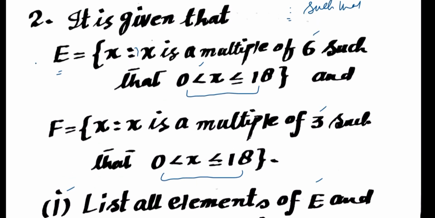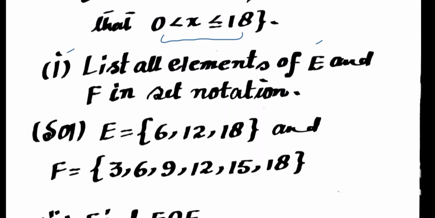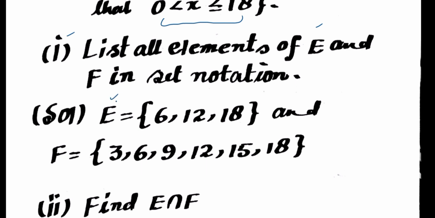Here the set E is actually given in set builder form. We need to write the elements of the set, that is, the tabular form. So firstly we write all elements of set E. As set E consists of all those elements which are multiples of 6 and lie between this interval.